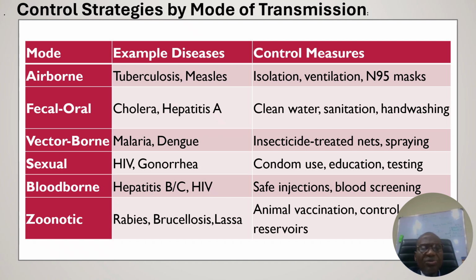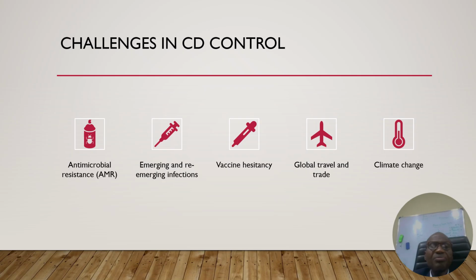For zoonotic diseases, such as Lassa fever and rabies, control of the animal reservoir, or vaccination of the animal reservoirs, can be very helpful. Now, there are some challenges in controlling communicable diseases. One of them is the emergence of antimicrobial resistance. This can be a big challenge where, for example, we don't have alternative antibiotics to use. It becomes a problem.